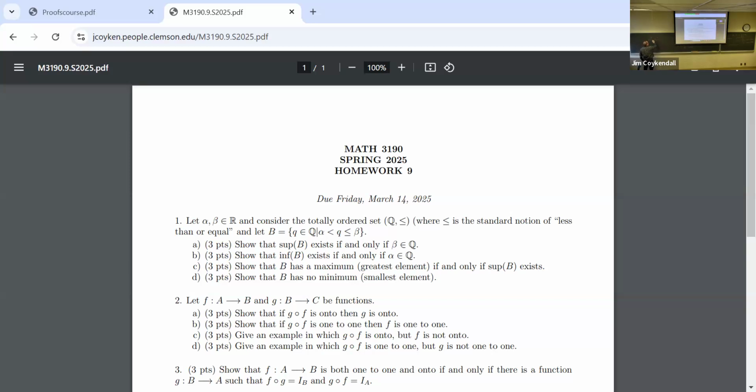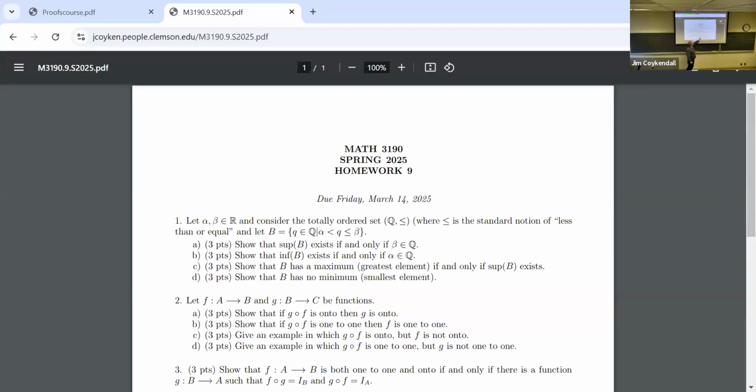This is F and this is G. And this is the whole thing. If you find the whole composition is onto, the second one must be onto. And if the whole composition is 1 to 1, the first one must be 1 to 1.